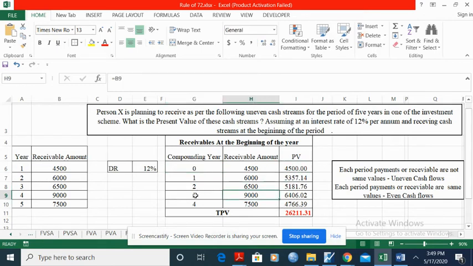Take another case, at the beginning of the fourth year, Mr. X is receiving 9,000 rupees. As on today and the beginning of the fourth year, the difference is only 3 compounding years. So that 9,000 rupees you are going to receive after the third year, that value as on today is 6,406. The total present value, the sum of the present values of all these future cash inflows as on today, is 26,211 only. One more beauty of these Excel operations is that instead of 12 percent you can change it to 10 percent.